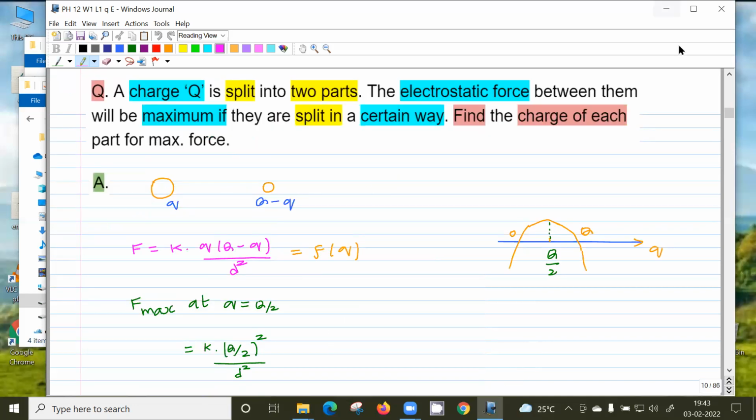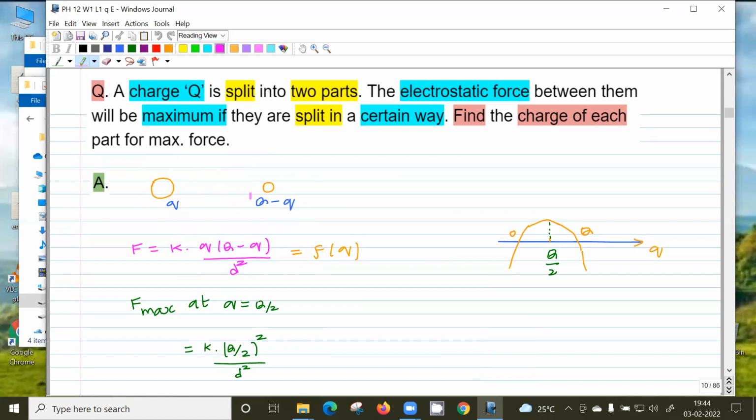Did you look at the notes which I sent? It's in your folder. So this problem you understood. The charge Q is split into 2 parts. The electrostatic force between them will be maximum if they are split in a certain way. So find the charge of each part for maximum force. The distance between them is fixed, let it be some distance d. But the way I'm going to split, one of them, say it's small q, the other will be capital Q minus small q because the total charge is conserved. Like mass is conserved, charge is also conserved. Only then I can split it into 2 parts, but the total sum should be the same capital Q.